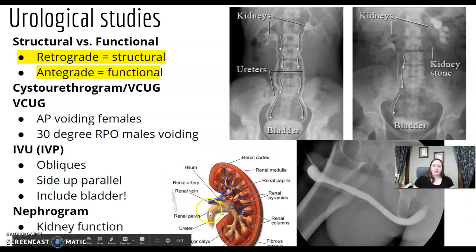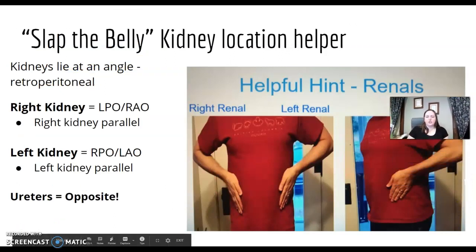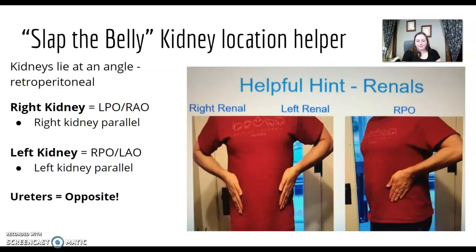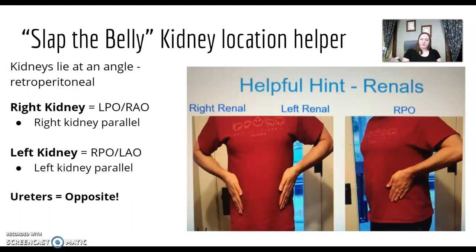Review kidney anatomy. Go back through your kidney anatomy for me. Slap the belly. This is another Kettering helpful tip for knowing which location or where you'll see the kidneys for the oblique. It's almost identical to SI joints, right? It looks almost exactly the same. And if you remember that for SI joints, you see side up. Well, look at that. Side up. For kidneys and ureters, it's opposite. So if you're seeing the kidney parallel, then you're going to want to go the other way to see the ureter.